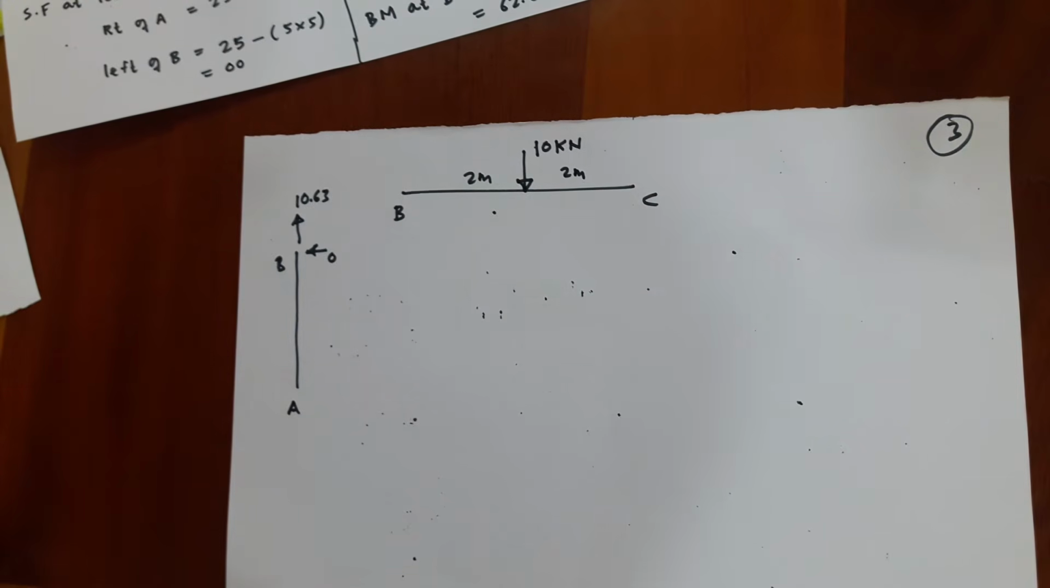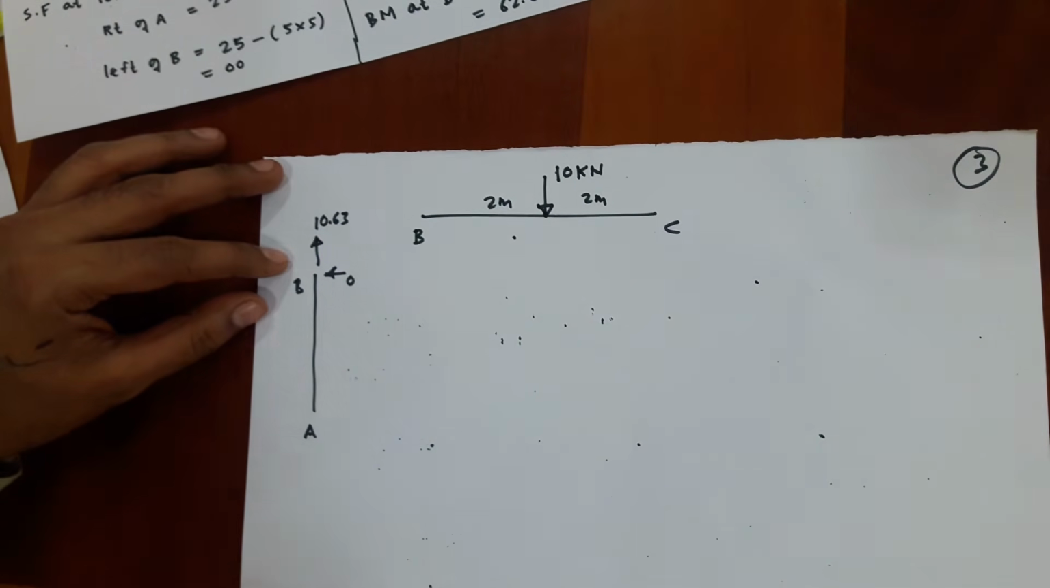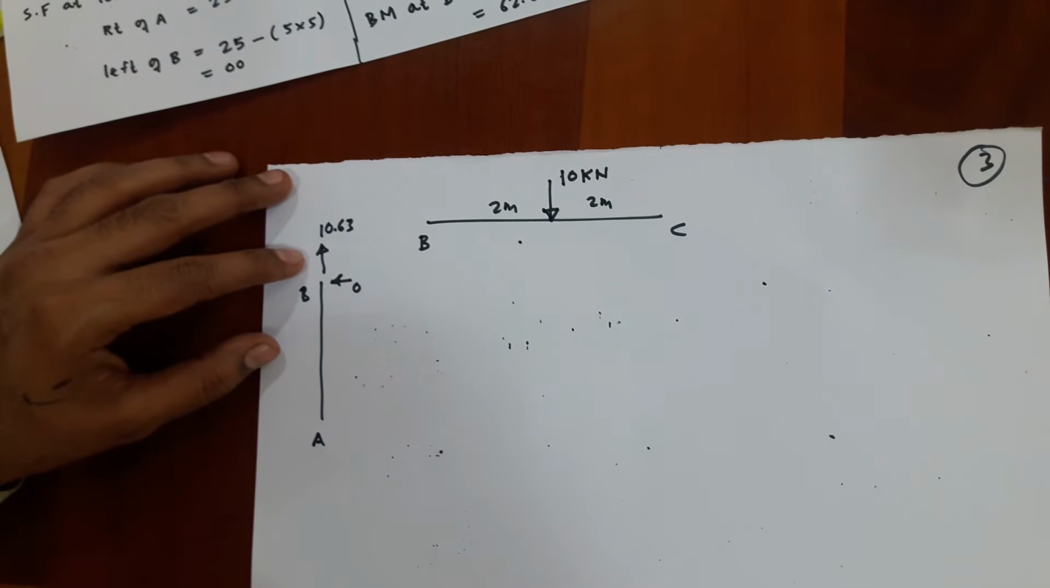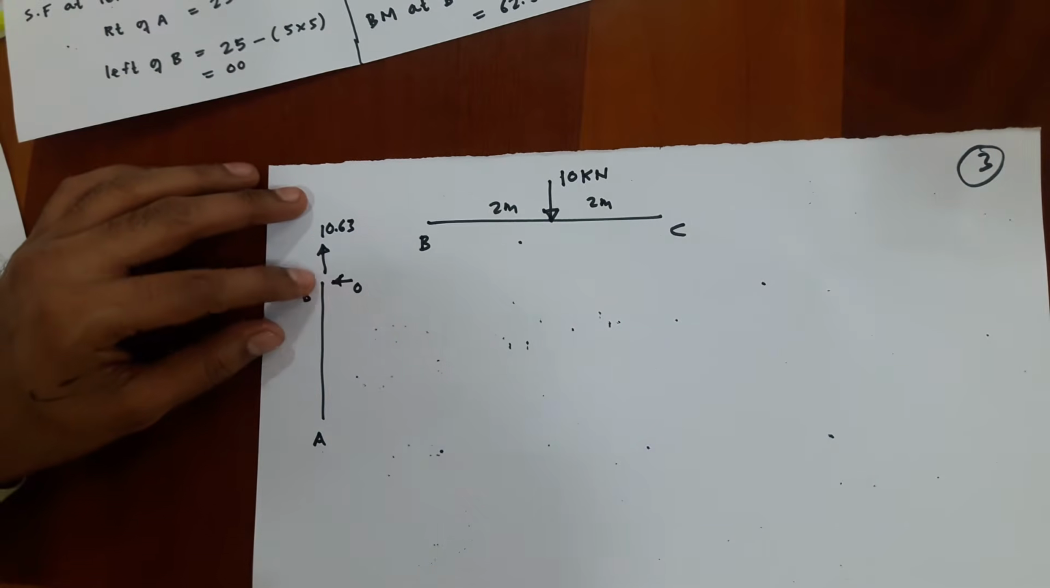Before analyzing member BC, we first have to balance joint B and make joint B in a static condition. So how can we do that? We have to see the reaction at joint B of member AB. We have a vertical reaction at B and a horizontal reaction at B.